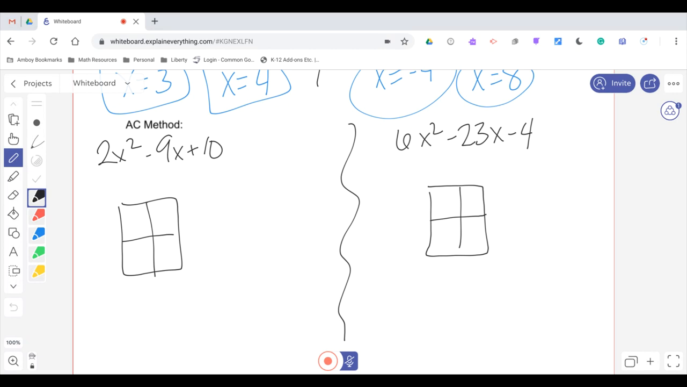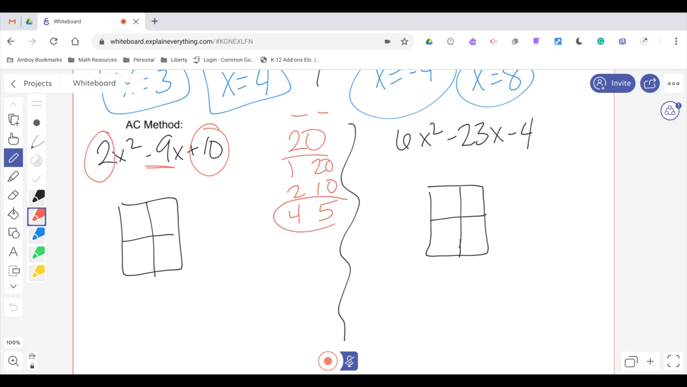Remember, if you really just don't like the box, I can show you another way to do it. This is just the cleanest version. Okay, I'm going to start with my first example. Remember, I'm taking 2 times 10, which gives me 20. And I want factors of 20 that are going to give me negative 9. So I need two negative numbers. So there's 1 and 20, 2 and 10, and 4 and 5. And if they're both negative, I want to use 4 and 5.